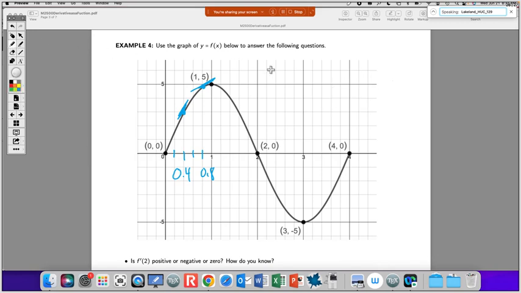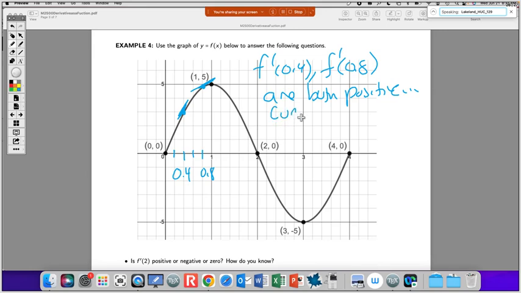So first off, f prime at 0.4 and f prime at 0.8 are both positive. And then the curve is steeper at x equals 0.4. So that means that the derivative at 0.4 is bigger than the derivative at 0.8. Does that make sense or not, folks? Okay. Once again, differentiability, locally linear.